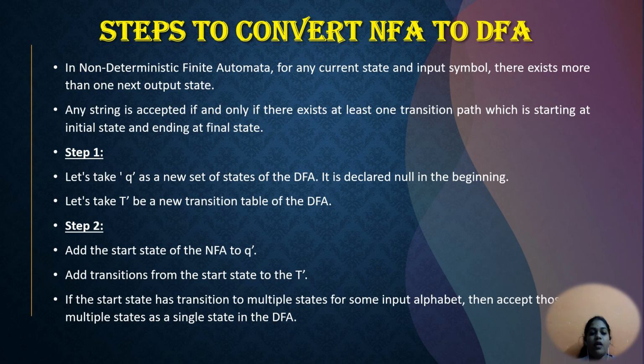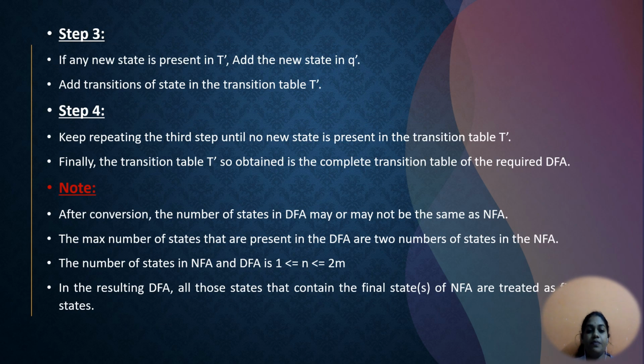Step 1. Let us take Q as the new state set for the DFA. It is declared null in the beginning. Let T be the new transition table for the DFA. Step 2. Add the start state of the NFA to Q and add the transition from that state to T. If the start state has transitions to multiple states for some input alphabet, then treat all those multiple states as a single state in the DFA.